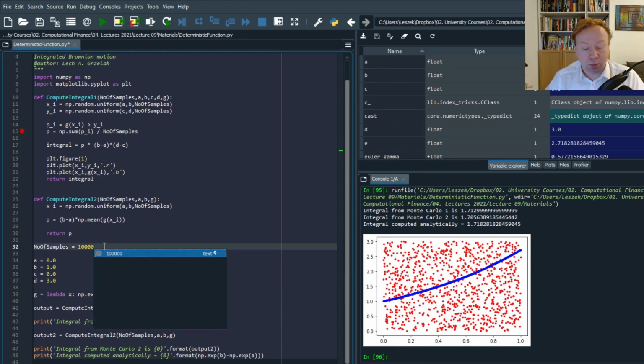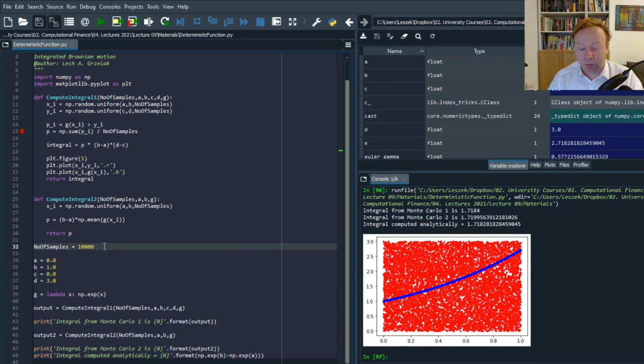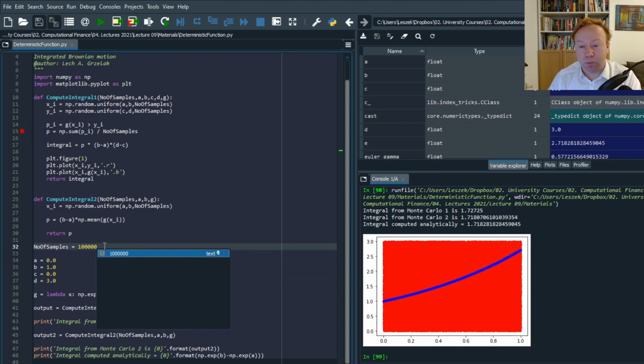Now let's also try to increase the number of samples. Then we can see that there's an improvement in convergence.